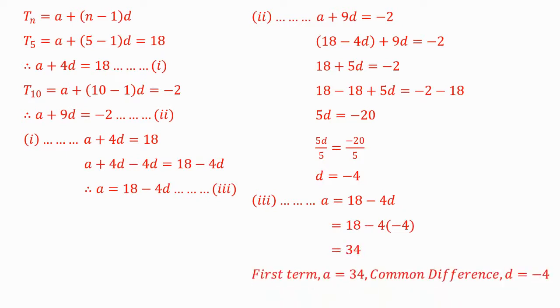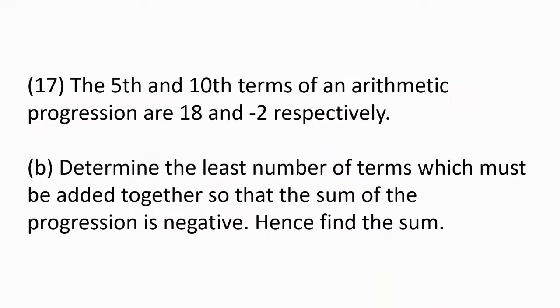So the first term, which is denoted as a, is equal to 34, and the common difference d is equal to -4. Part B, determine the least number of terms which must be added together so that the sum of the progression is negative. Hence, find the sum. In arithmetic progression, the general formula for obtaining the summation of terms is n over 2 into 2a plus n minus 1 d, where a is the first term, n is the number of terms, and d is the common difference.